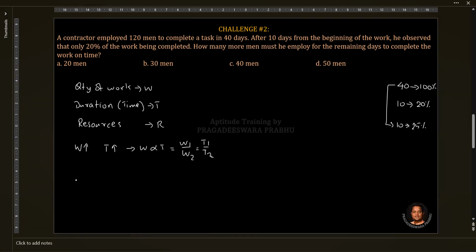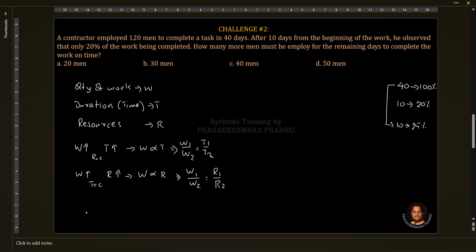Similarly, by increasing the quantity of work and keeping the time constant, here we are keeping time as constant. For a particular period of time, if you increase the quantity of work, to finish that work, you need to increase the number of resources. So here we can say work and resource are directly proportional if time is constant. So from this we can say W1 by W2 is equal to R1 by R2.